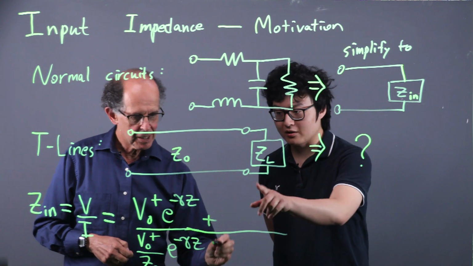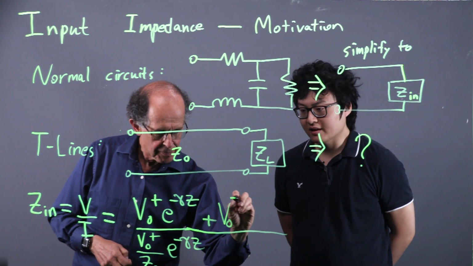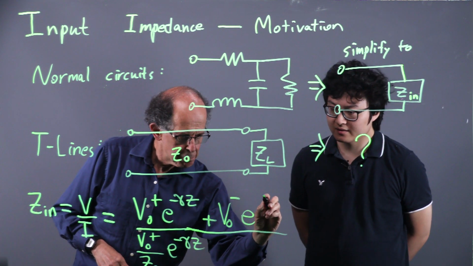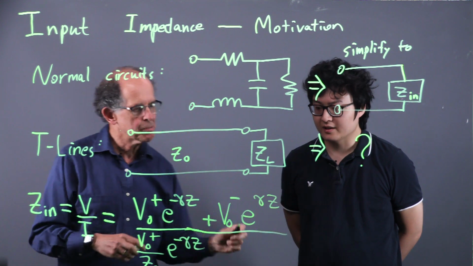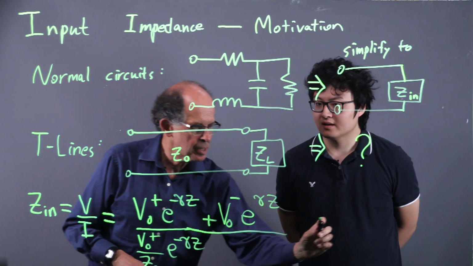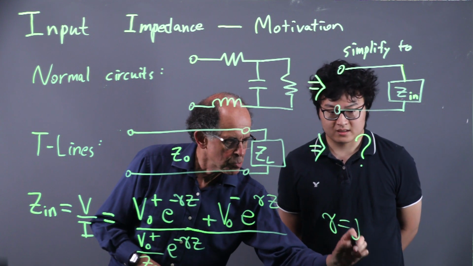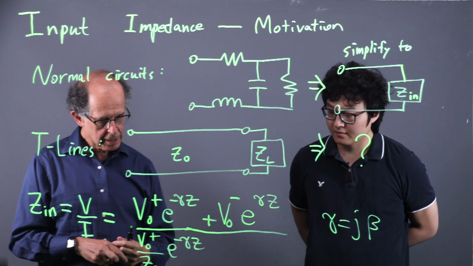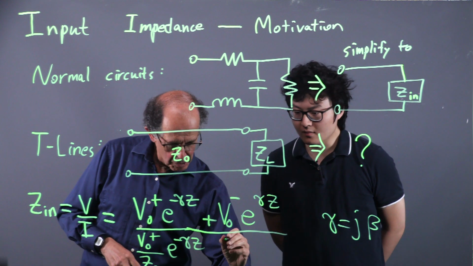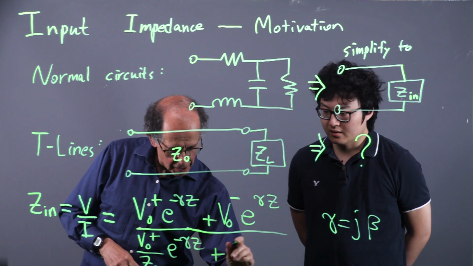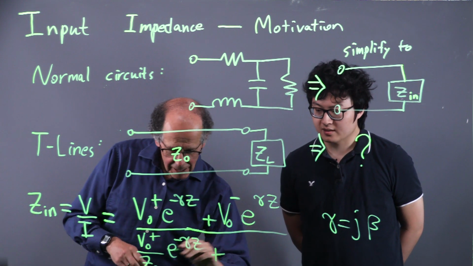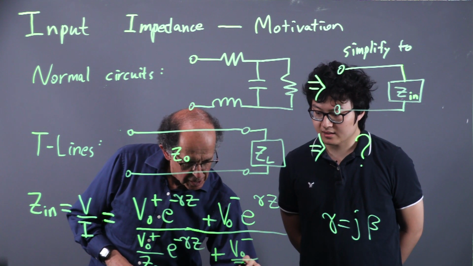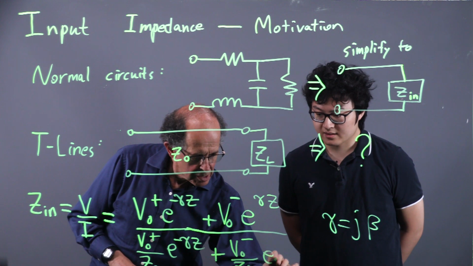Okay, V naught minus, that's the backward amplitude, and then e to the plus gamma z, because the wave is going in the opposite direction. Let's write down, in this case, we're dealing with a lossless line. So gamma is j beta. And now what about this term? So I'll start writing it down. Plus, same idea, divide by Z naught, V naught minus over Z naught times e to the gamma z.